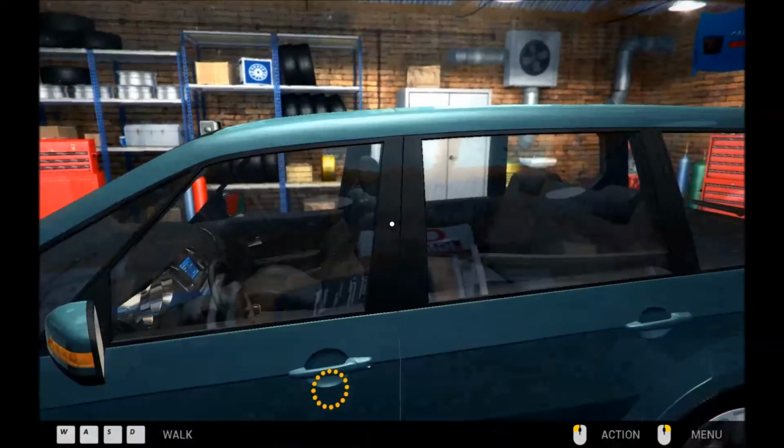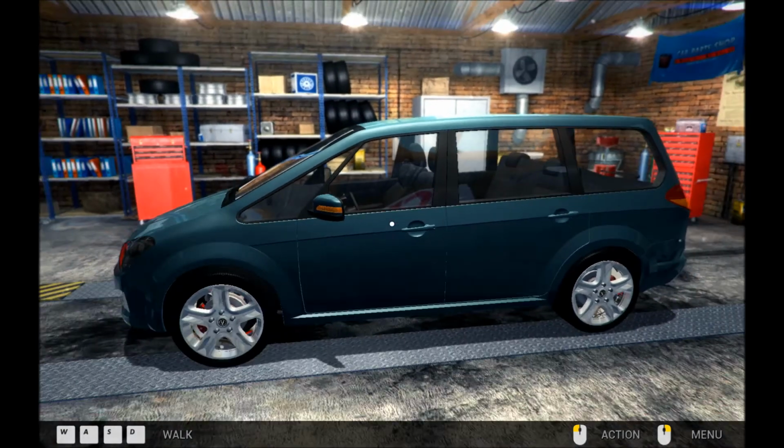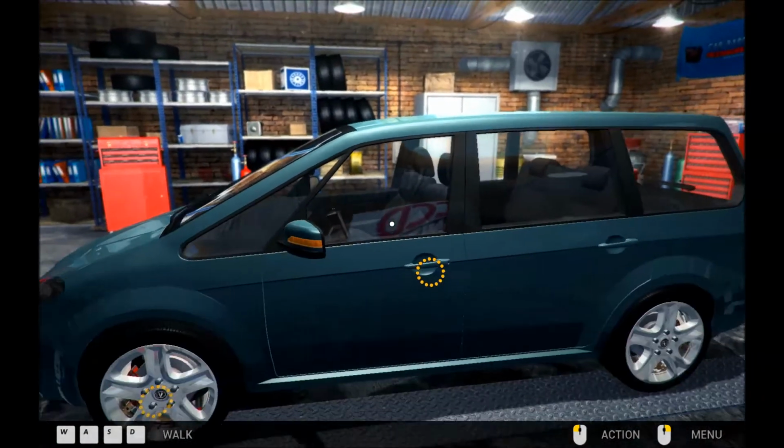Okay. Weird reflection issues. It's like the window's curved more than it probably is.